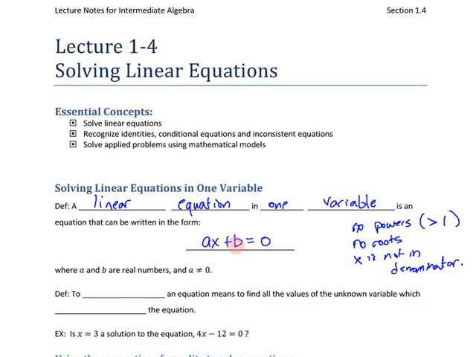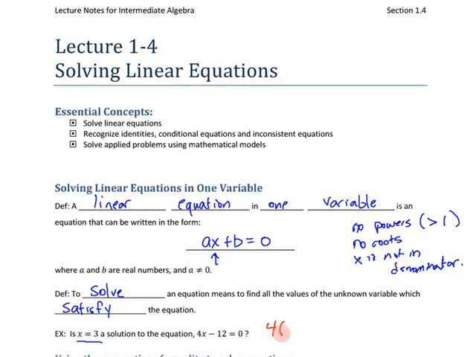A and b are just real numbers, so in a particular problem it may be, say, 4x minus 12. Now, to solve an equation means to find all the values of the unknown variable, in this case x, which satisfy the equation. One way to ask a question, although this is not very common in practice, is to ask: is this particular value of x a solution? Does x equal 3 solve this? Does it satisfy it? What you do is you check.